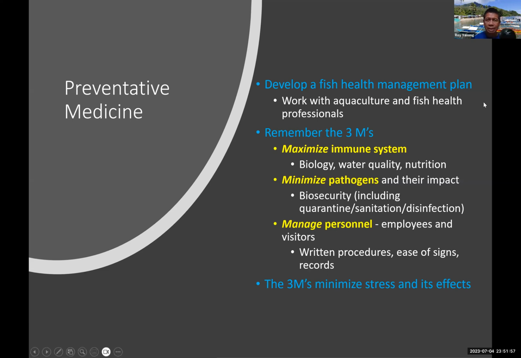So you want to prevent disease. As we talked about, that's really the ultimate goal. So you want to make sure you develop a good fish health management plan, work with aquaculture and fish health professionals to maybe start thinking about that plan. Remember the three M's: maximize, you want to do all those things to maximize the immune system of the fish, minimize pathogens, and manage personnel. So again, really, really important to remember the importance of these three. The three M's will also help to minimize stress and its effects.